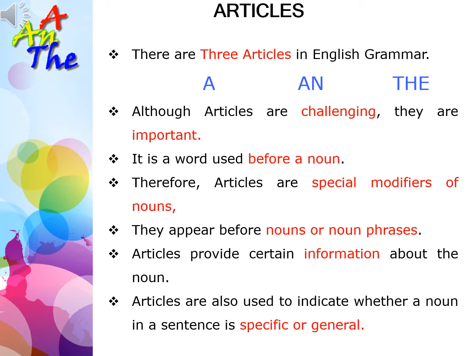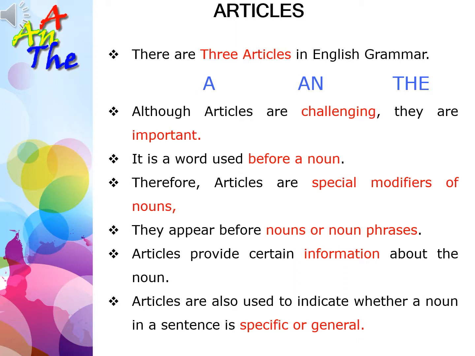Let's begin. There are three articles in English grammar: a, an, and the. If the correct article is not used, the entire meaning of your sentence changes. Although articles are very challenging, they are very important. It is a word used before a noun. In other words, articles are used with English nouns.